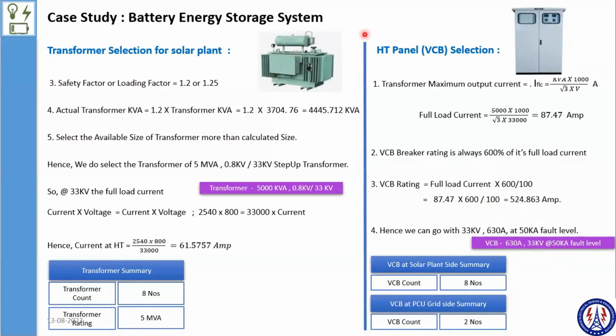And for this transformer, let's say this is a 5 MVA transformer. With respect to that, I used a single VCB, and individually how many transformers would there be? 8 transformers, right? So 8 VCBs we are going to tap. That's why the VCB count is 8 on the solar side.